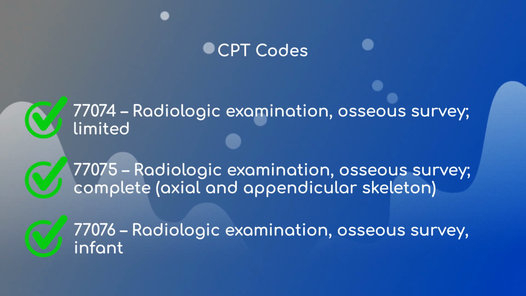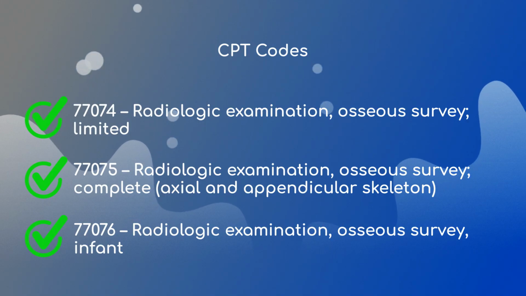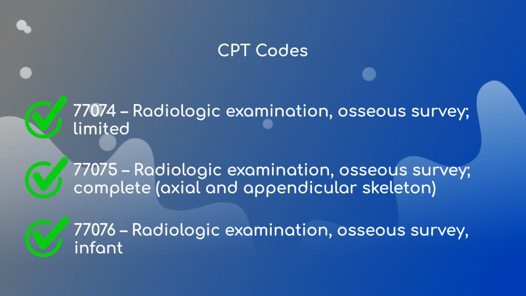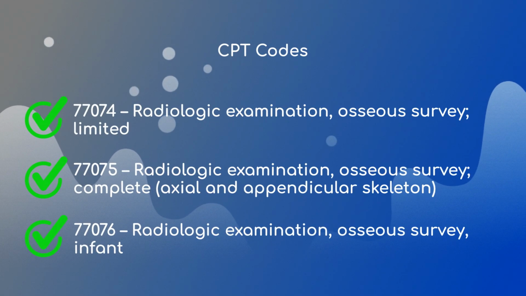77076, Radiologic Examination, Osseous Survey, Infant. This code is reserved for infants under 1 year old, per AMA CPT standards. Use this code when a complete skeletal study is done in this age group.